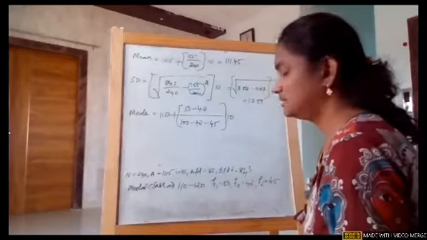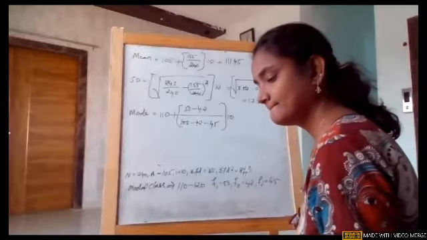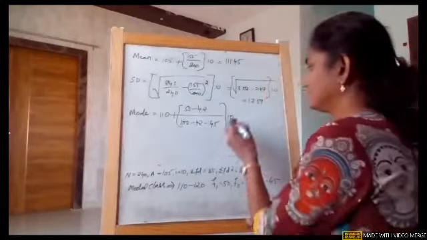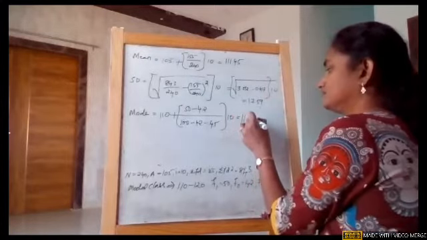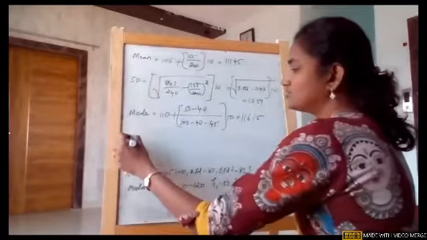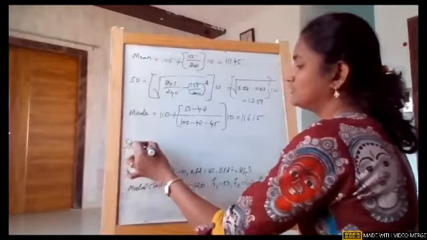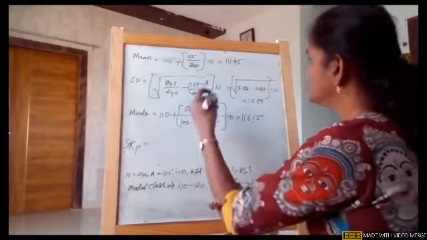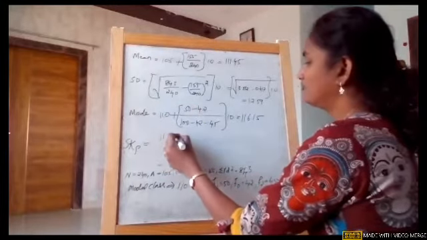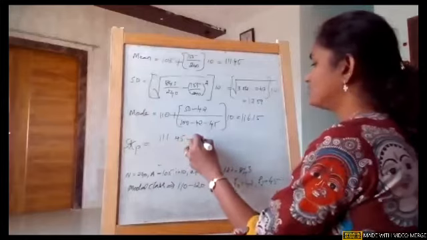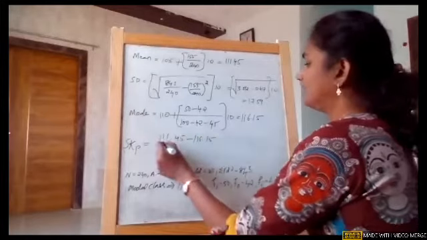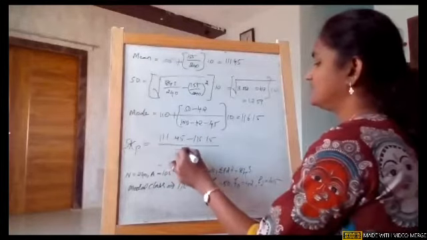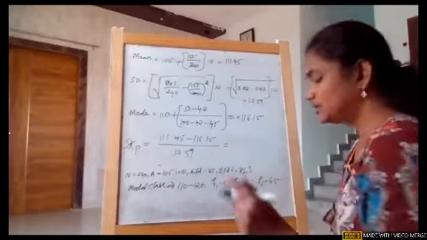Yes, girls, what is mode? 116.15. Okay, now did you get it? So using this Karl Pearson's coefficient of skewness, if you see, it is mean minus mode. So mean is 111.45 minus mode is 116.15, divided by standard deviation 17.59. So do it and tell me.